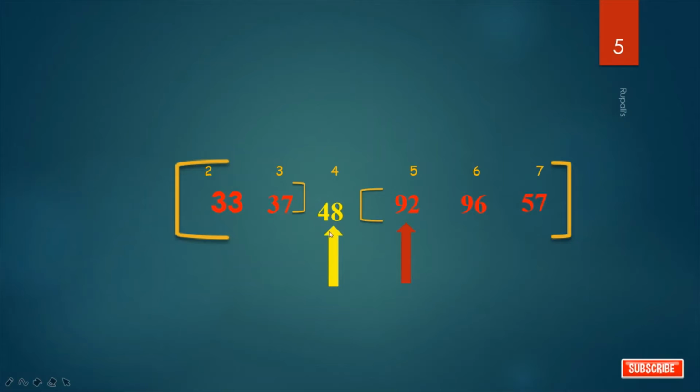Now again repeat the same procedure. Take the left hand side array, repeat the same procedure. Take the right hand side array, repeat the same procedure. Take the right hand side array, make 92 the pivot element and repeat the same procedure, also for the left hand side array. And see, this is the position of 48 in the sorted array. In this way, divide and conquer works. If you repeatedly do the same procedure, you get the sorted array.